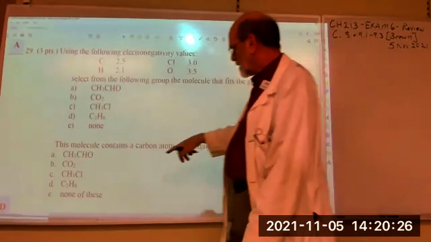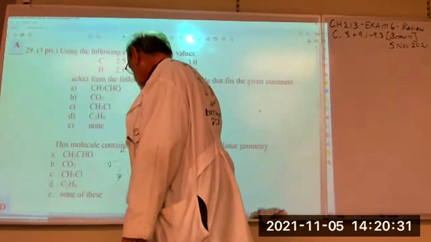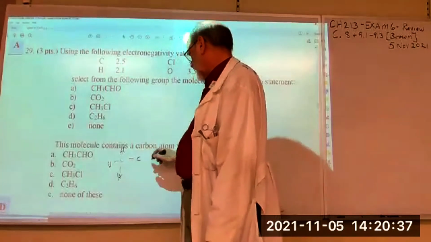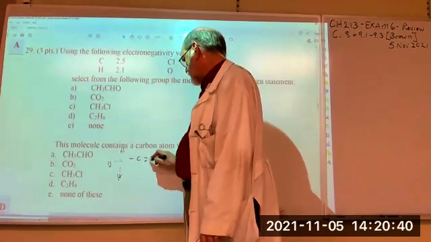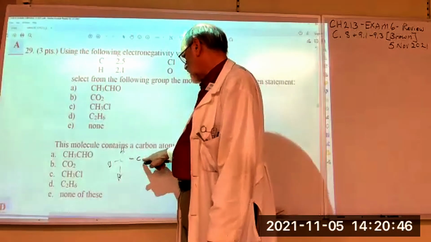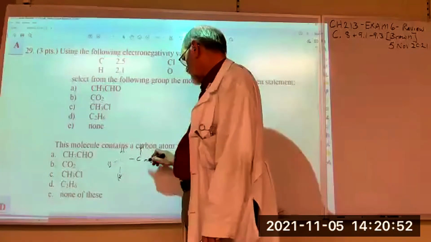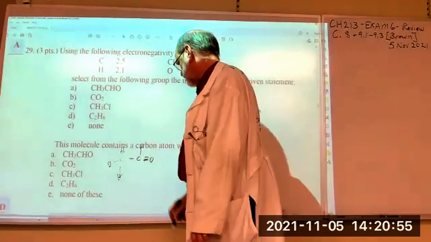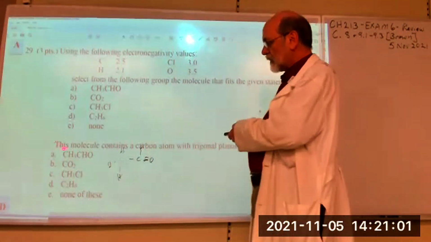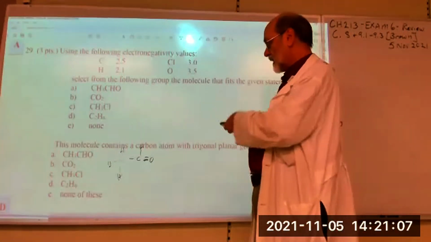Trigonal planar. Okay. That first one has this carbon bound to another carbon and 3 hydrogens. So that was tetrahedral. How about this one where we go, this oxygen here? No. Carbon, oxygen. That hydrogen is here. Yeah. That's trigonal planar, I think. Carbon dioxide we know is linear.